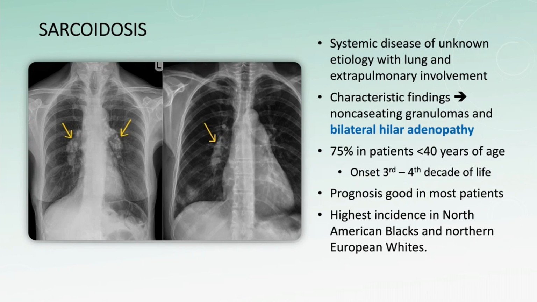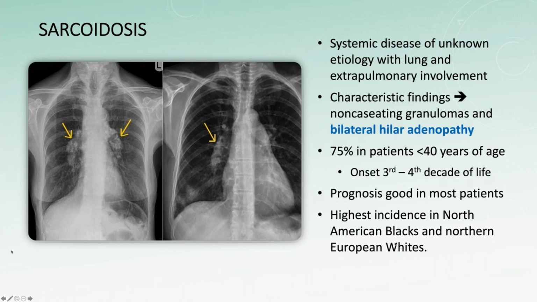It's a systemic disease, causes multiple symptoms in multiple systems, and the characteristic findings that we see are non-caseating granulomas and bilateral hilar adenopathy. If you see that on a test question in a 30-ish or 40-ish year old African American female, it is sarcoidosis. You can rest your head on that, okay? These are the classic, characteristic findings. As you can see here, third and fourth decade of life is who we tend to see. African Americans are the most common, as well as Northern European whites.